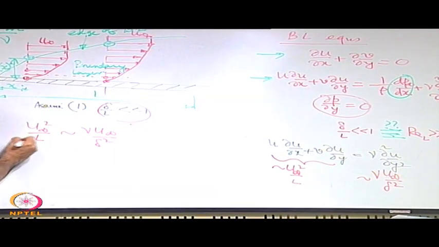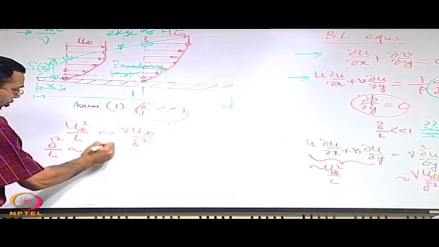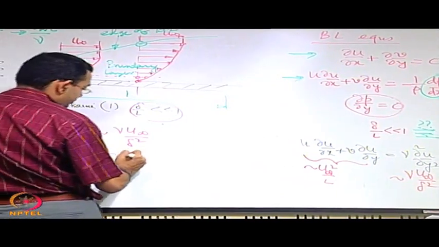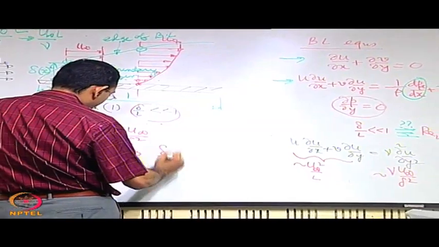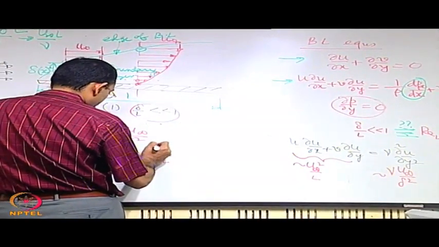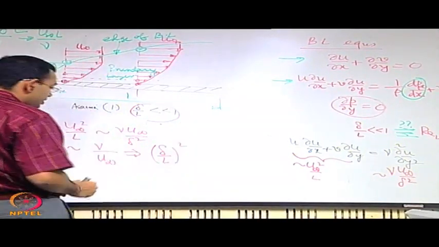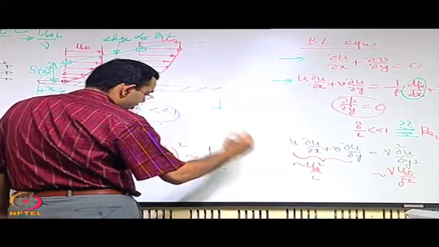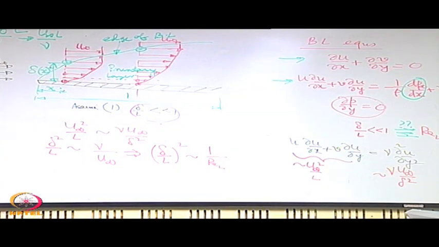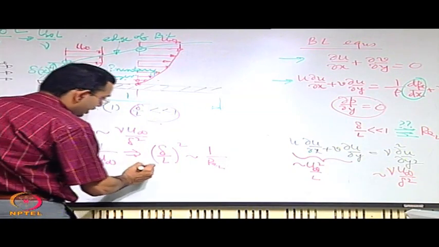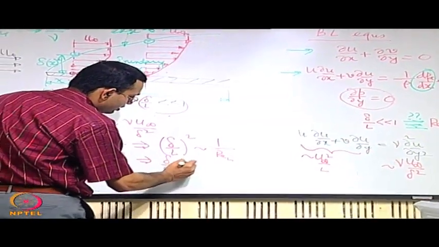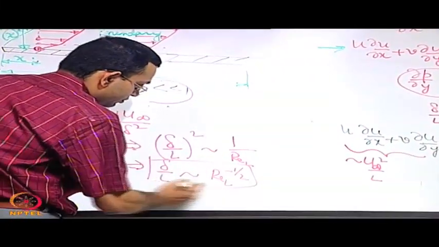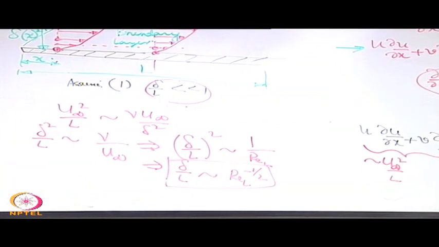So we may write delta square by L of the order of nu by u infinity, which implies that delta by L whole square, if you divide both sides by L, is of the order of 1 by Reynolds number, right. That means delta by L is of the order of Reynolds number to the power minus half, okay.